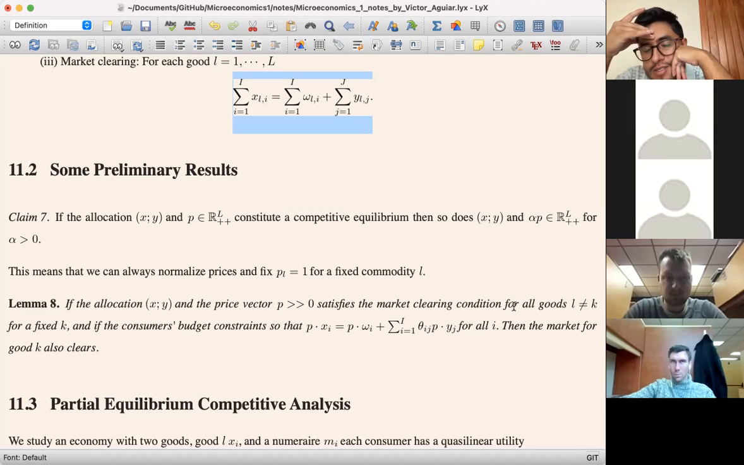And essentially this happens, again, as a consequence of the consumer problem. We remember these two properties, homogeneity of degree 0 and Walras' law, right?